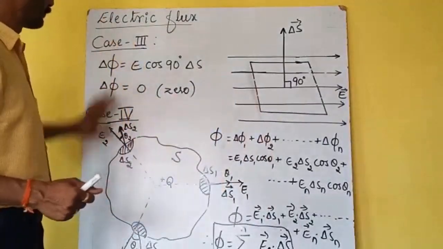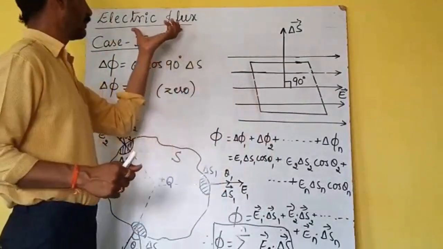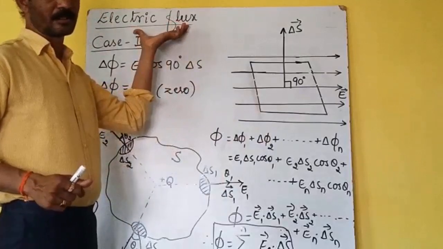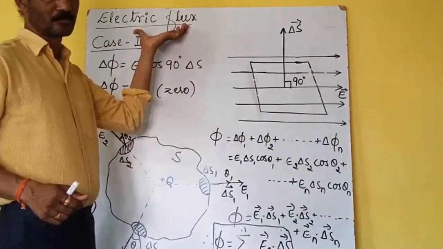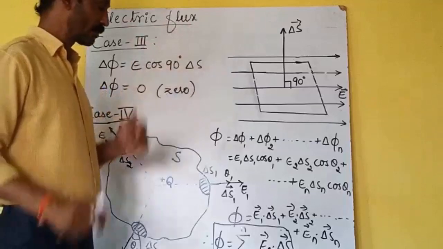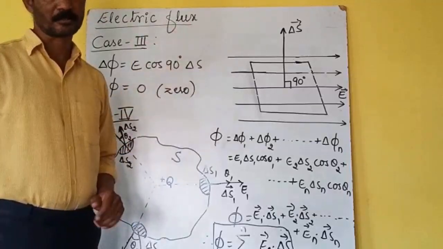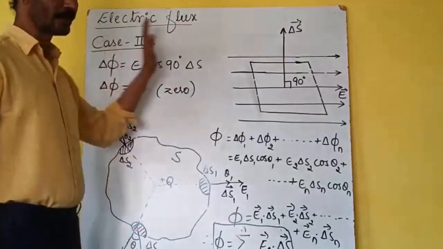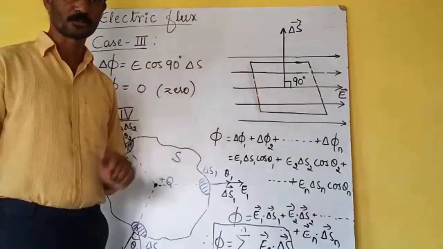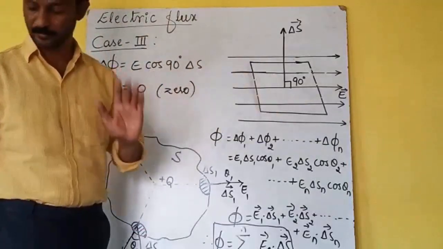So these are the different cases in which we can find the electric flux. Okay, so here I will stop. Tomorrow we will discuss Gauss law to find the total electric flux through any closed surface. Okay, thank you.